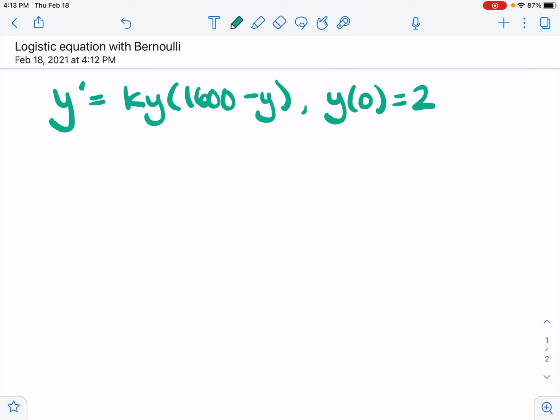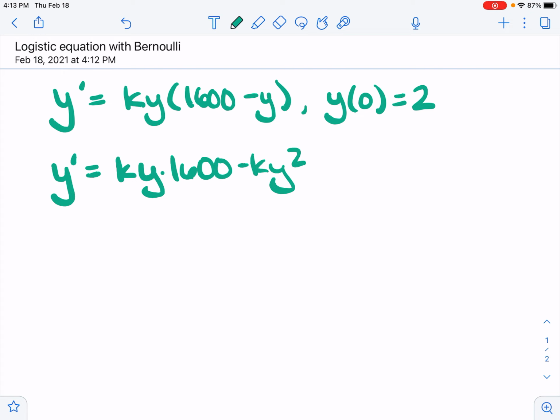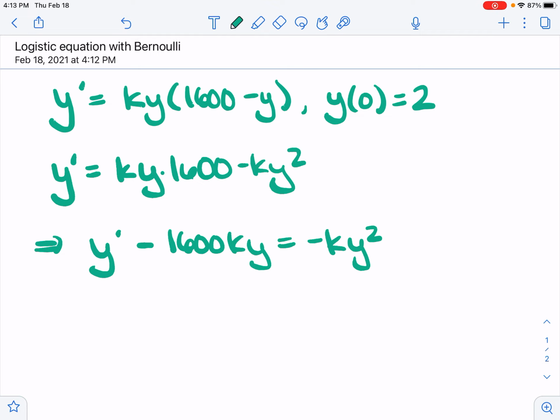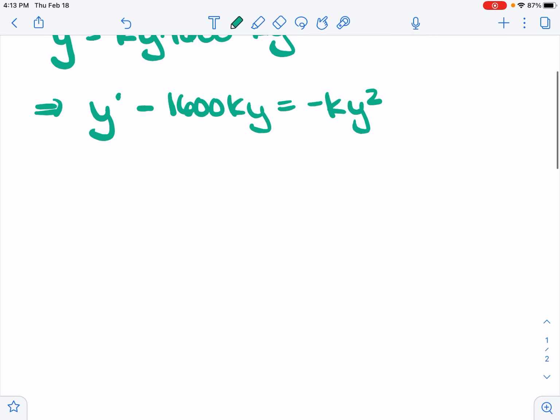All right, we've done this logistic equation using separation of variables, which leads to a partial fraction decomposition. We're going to take our other approach today, which is a Bernoulli transformation. So if we distribute, we get this, which we rearrange to be y prime minus 1600 ky equals minus ky squared, which is the form we use for our Bernoulli transformations.